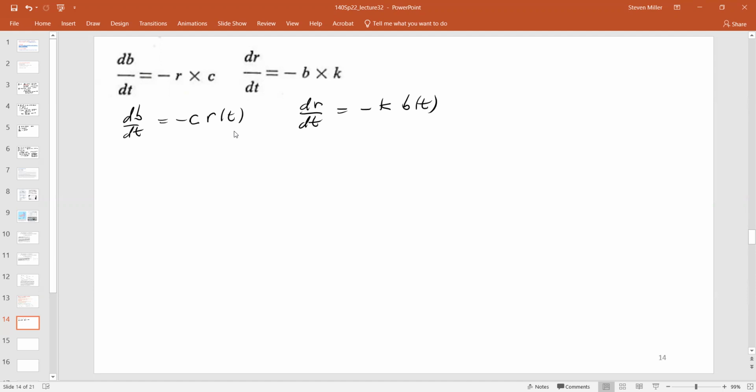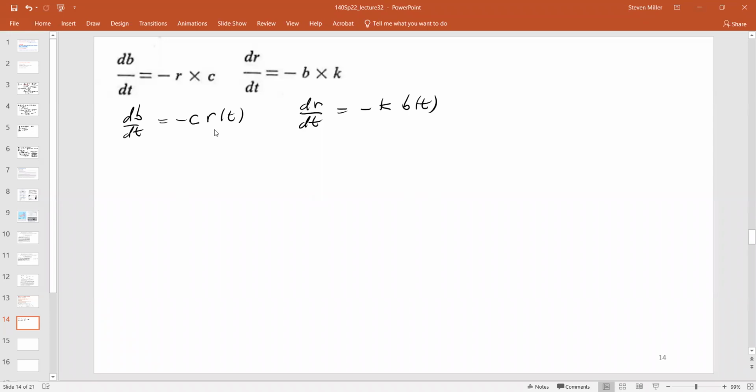Well, I've got dB/dt is minus c r of t. I want to replace r of t with something. I don't know what r of t is in terms of b. What do I know that's related to r of t that's a function just of b? dr/dt. So what could I do to the equation dB/dt equals minus c r of t so that I could then use my knowledge of what dr/dt is? I want to get a dr/dt because I can replace dr/dt with just a b. So what should I do to dB/dt equals minus c r of t?